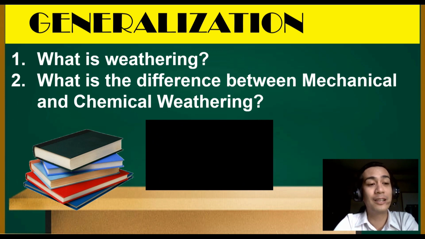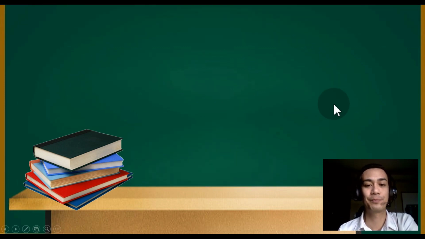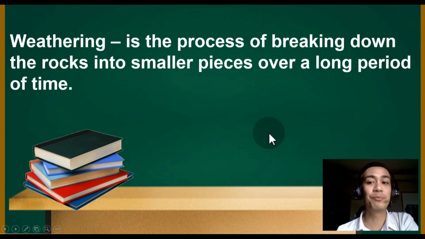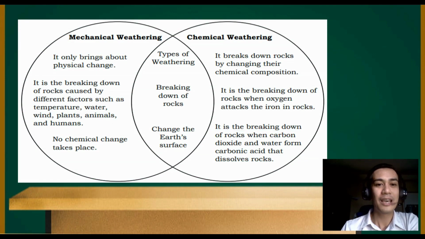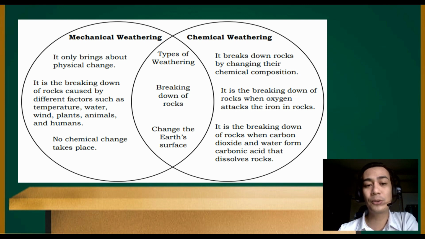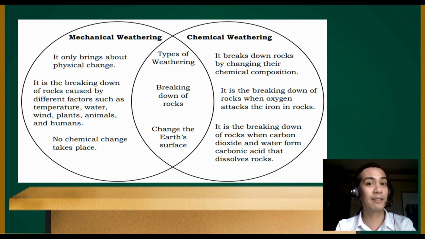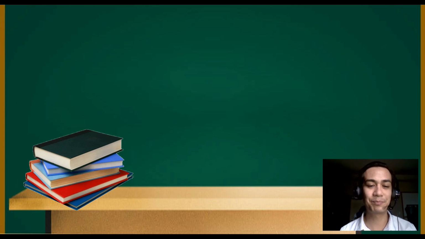All right, time's up. So let's see if we have the same answer. Weathering is the process of breaking down the rocks into smaller pieces over a long period of time. Do we have the same answer or same thought? If yes, then you did a great job. For the differences between the two, like what we have discussed a while back, it's just the same with the mechanical and the chemical weathering discussion. So if you were able to differentiate by which of these following details, well then you really understand the difference between mechanical and chemical weathering.